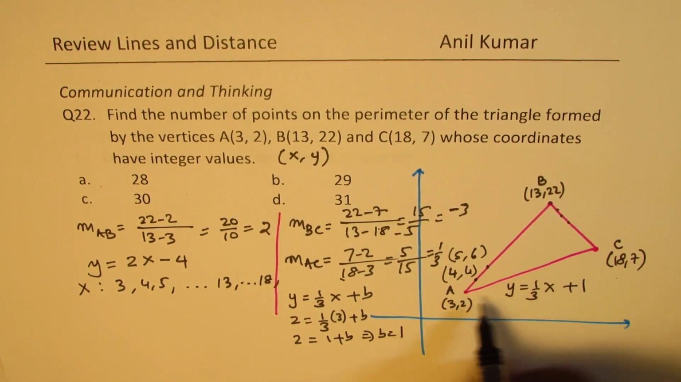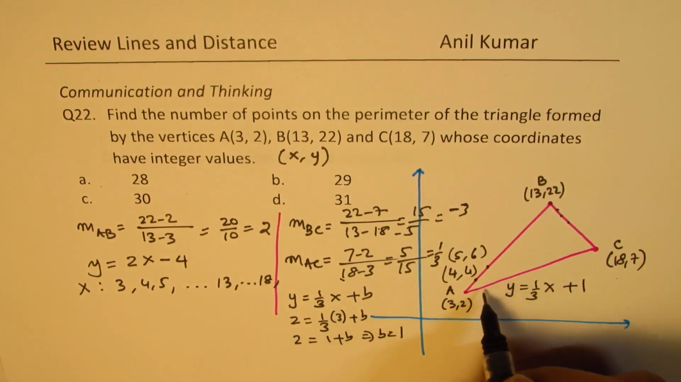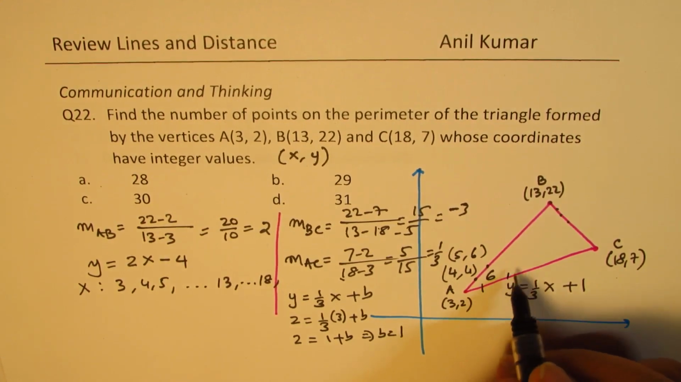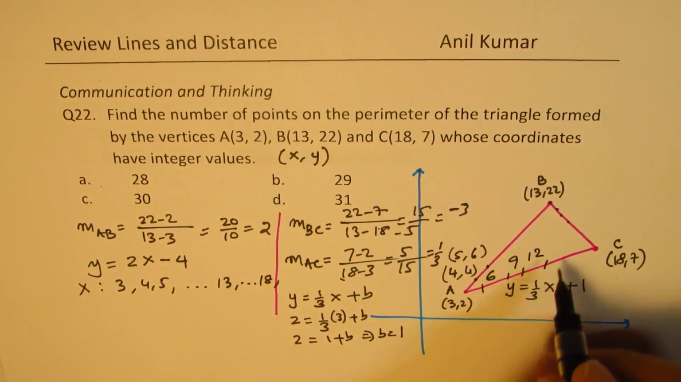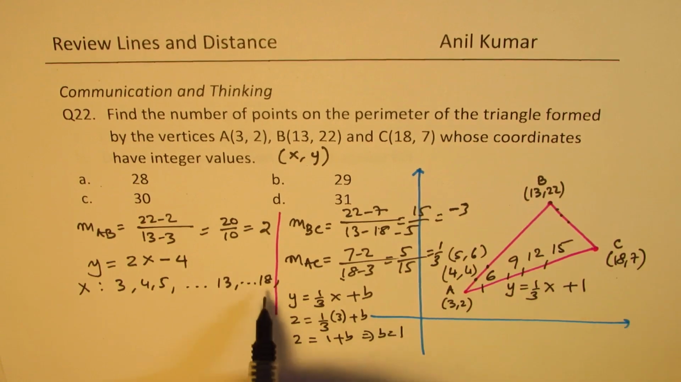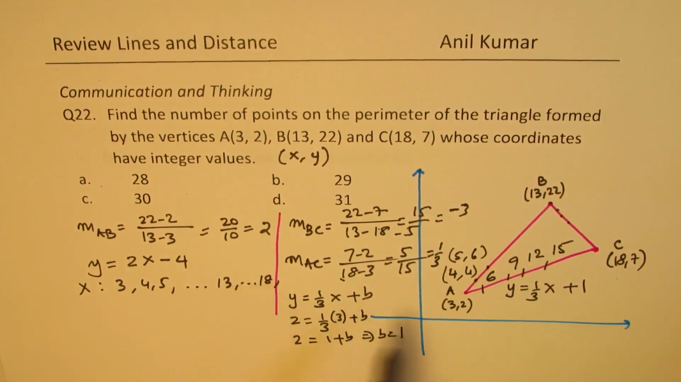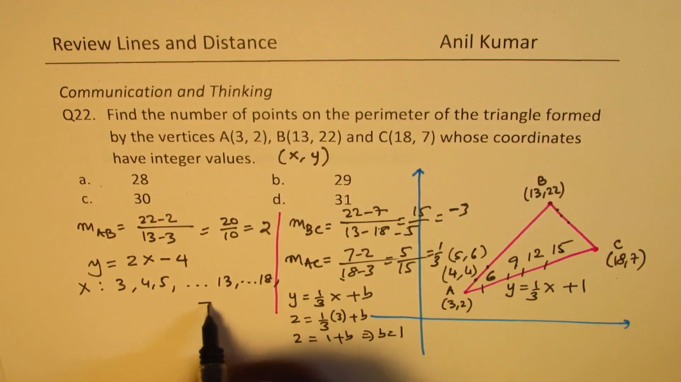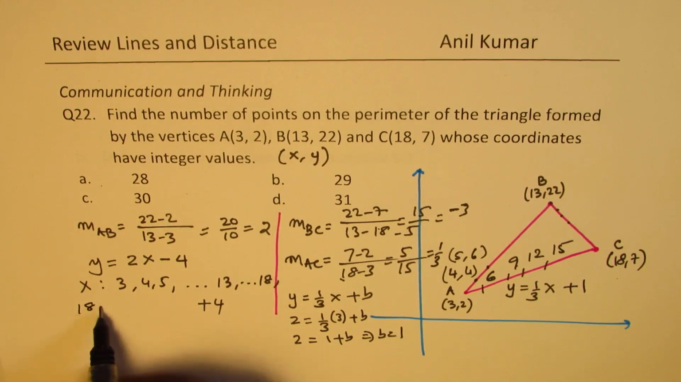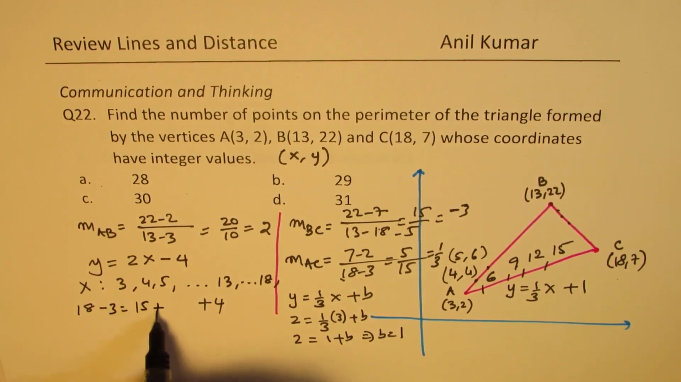So we have value 3 already, which has been counted. Next will be 6, which will have integer value, right? And then we'll have 9, and then we'll have 12, and then we'll have 15. 18 has already been counted. Is it okay? We have counted it. So we have all these points plus 1, 2, 3, 4 points, plus 4 points, correct? So how many of these are there? So from 3 to 18, right? So 18 minus 3 is 15 plus 4.